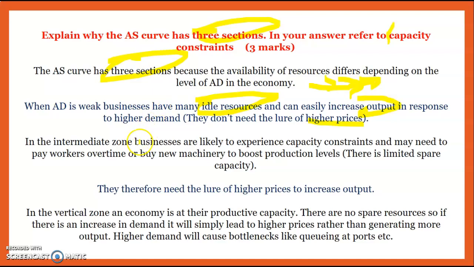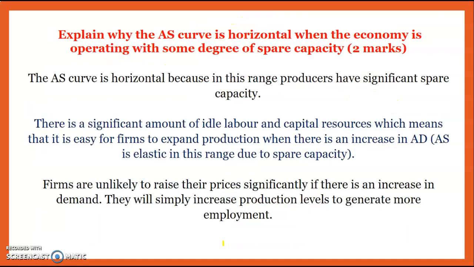In the intermediate zone, businesses are likely to experience some capacity constraints and may need to pay overtime and things like that. So they have the lure of higher prices to increase production. In the vertical zone, an economy is at its productive capacity, so there are no spare resources. So even if demand increases, all it's going to lead to is higher prices. Higher demand will just cause bottlenecks and queues, and will limit our ability because we don't have that ability to supply anymore.